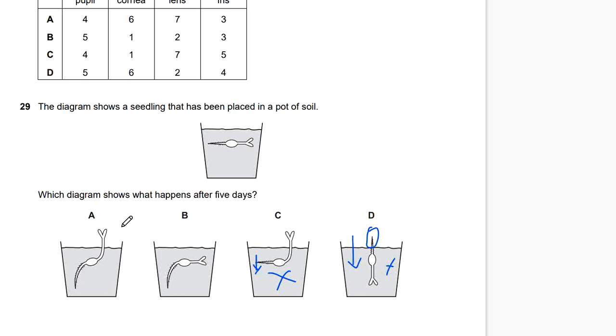And eventually, the bud will go in the direction of the sunlight. For letter B, the bud did not go to where the sunlight is. So letter B is not correct. The correct answer is letter A.